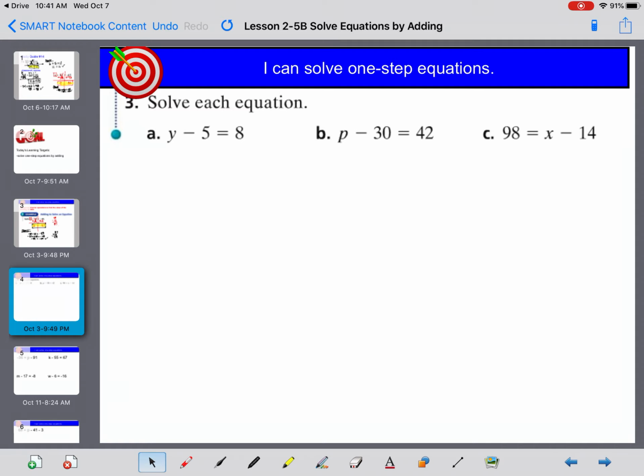All right, I think you're ready to pause the video and try these three problems on your own. Come on back to see that you got the correct answer.